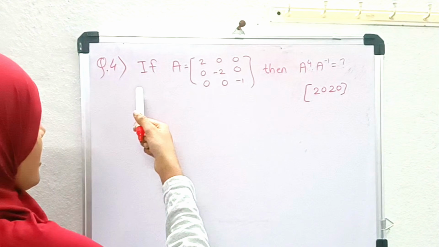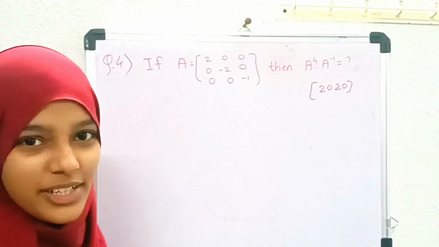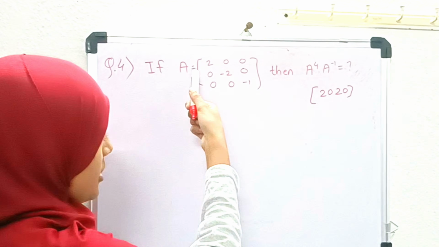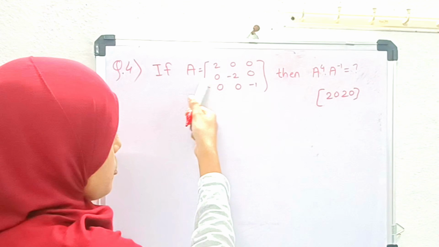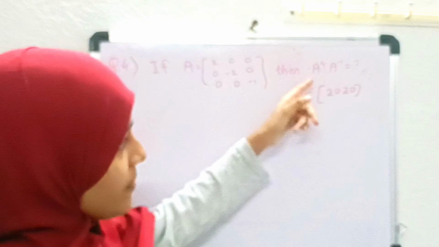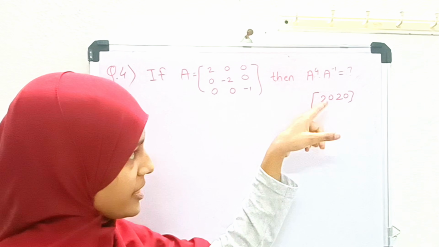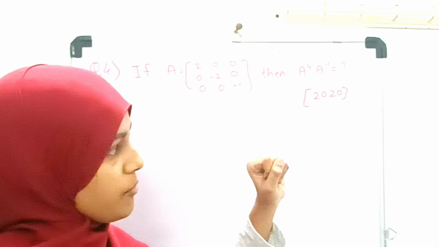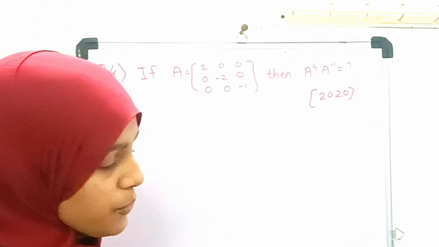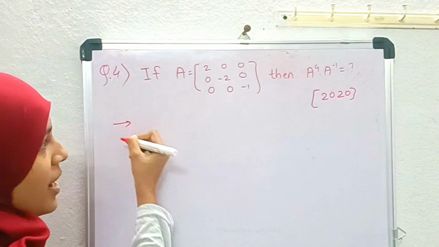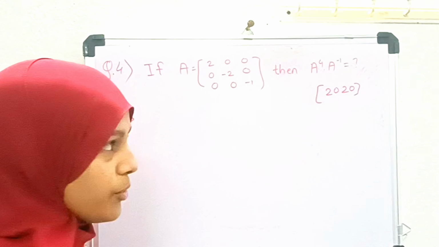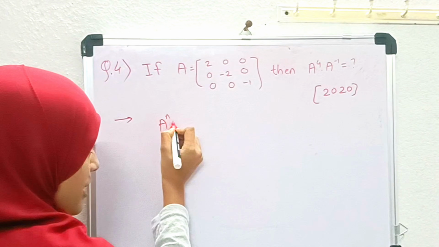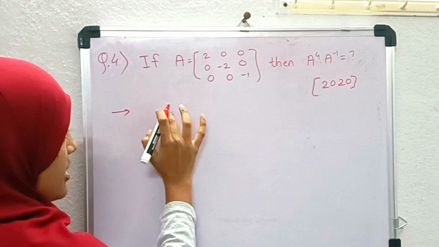If we are given a matrix A, it is also a diagonal matrix, 2, minus 2 and minus 1, then we have to find here A raised to the power 4 and A inverse, the multiplication of both. This was repeated in 2020. So let's first find A to the power of 4, that is nothing but A to the power of n. So we know that here n is nothing but 4.